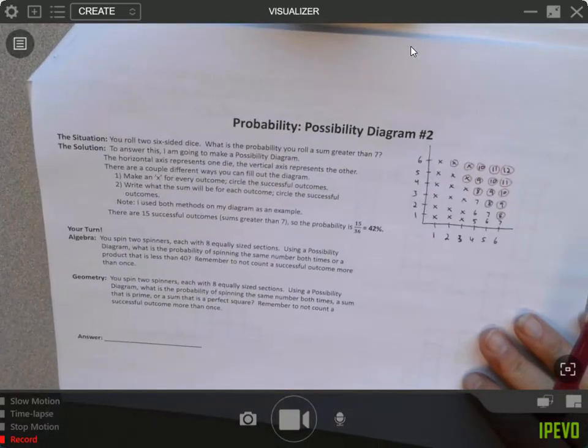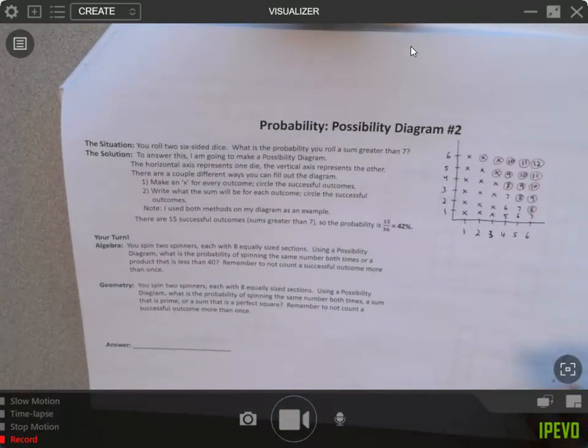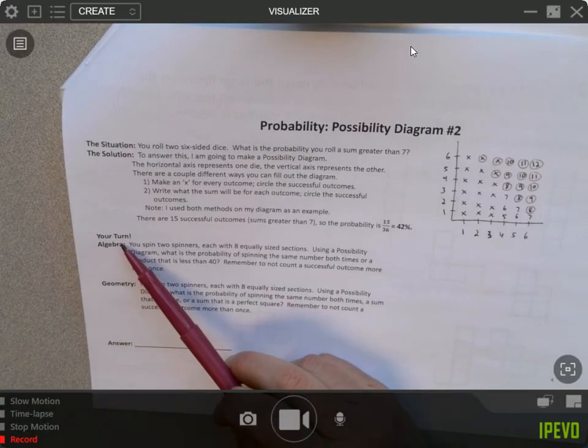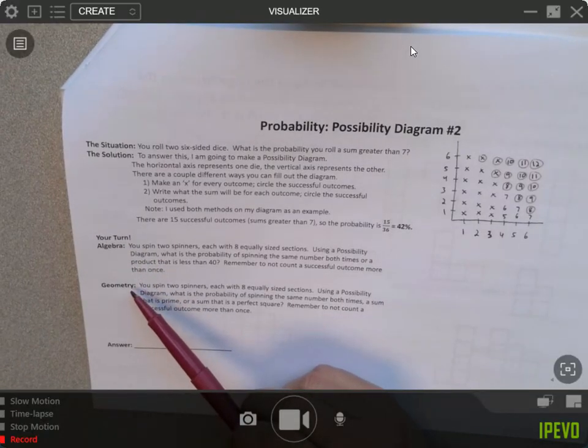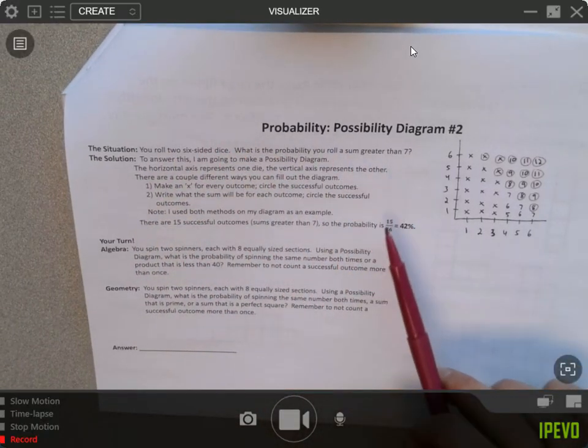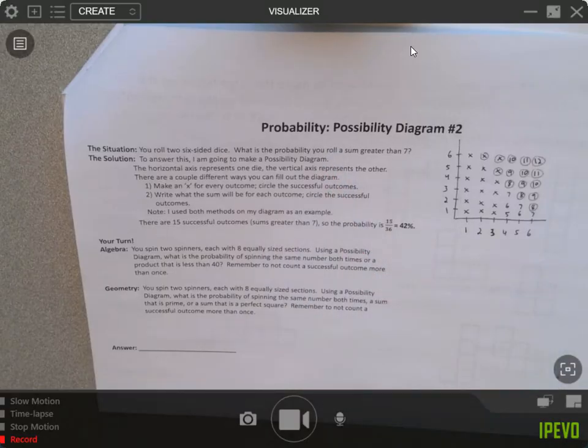Our next one, we see that there's something for algebra, there's questions for geometry. So I do want you to read through what is a possibility diagram. It is extra credit. See if you can figure it out. Okay. We don't have to do this one, but will it help us learn about probability? You bet. It's not that hard. And you get an extra credit point.